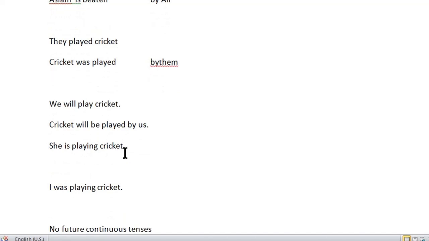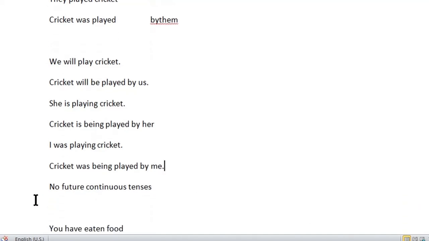Now we have present continuous. She is playing cricket. Cricket on the left side is singular, so "is". We have "ing" here, so we have to change "ing" into "being": is being, third form, played by her. Clear? Next, past continuous: cricket was being played by, and "I" will be changed into "me". Clear? Next we have future continuous. There's no passive for the future continuous tense.